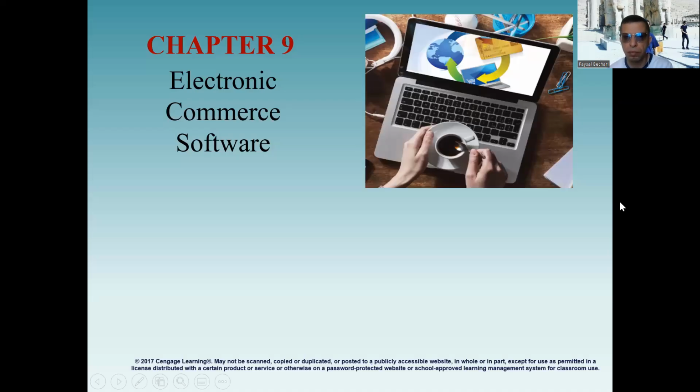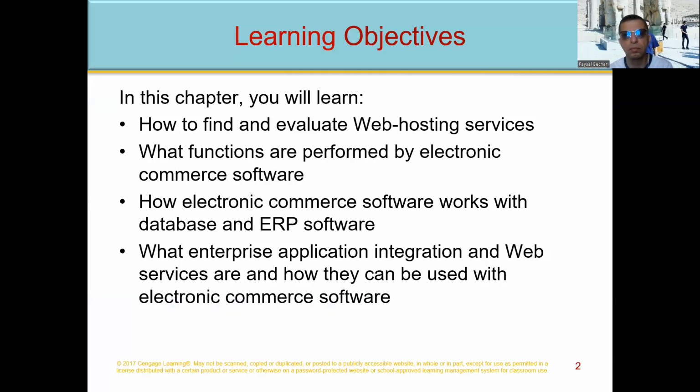Chapter 9, Electronic Commerce and Software. Now, the objectives of this chapter are: how to find and evaluate web hosting services, what functions are performed by electronic commerce software, how electronic commerce software works with database and ERP software, what enterprise application integration and web services are, and how they can be used with the electronic commerce software.